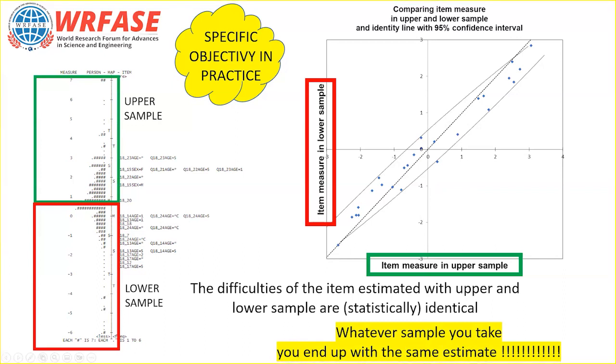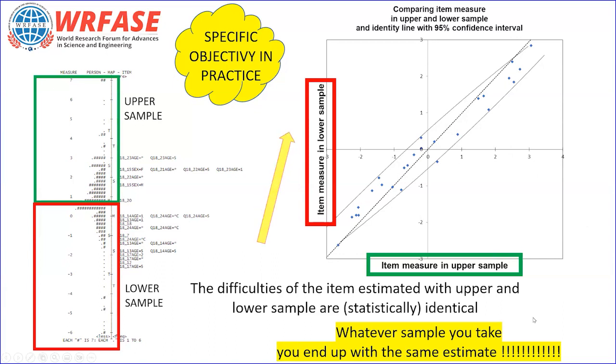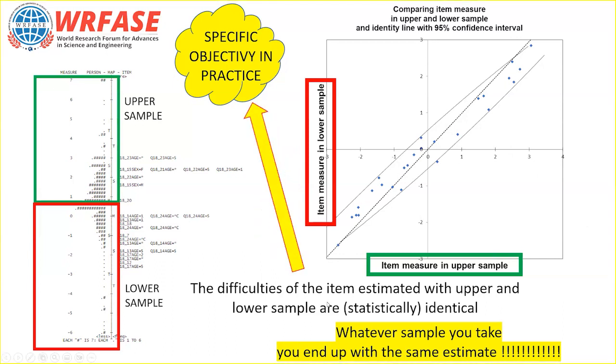We made the research in France, Italy, Spain, and Germany. But if you take a sample in another country, you end up with exactly the same estimate. I mean, exactly from the statistical point of view, in the range of a confidence interval. So this means specific objectivity. It is a very impressive property that if the data satisfy the Rasch model, you always end up with this kind of result.